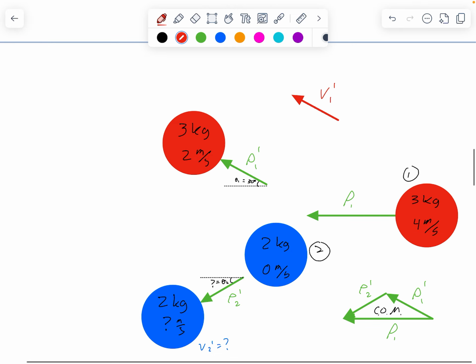I've got ball 1 and ball 2 labeled over here. Maybe I should put a label over here too. So this is also ball 1 after, and this down here is ball 2 after, if that helps.